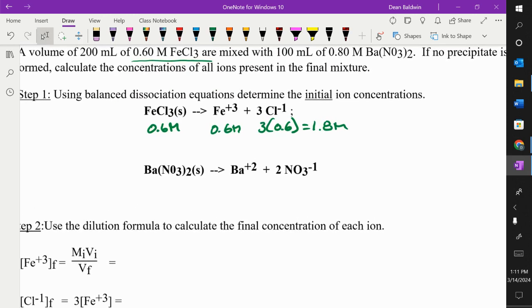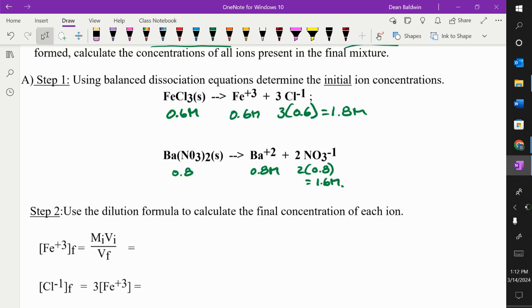Okay. Barium nitrate. We have 0.8 molar. When it dissociates, the barium is a 1-to-1. The nitrate is 2 times that, which gives me 1.6. Okay.